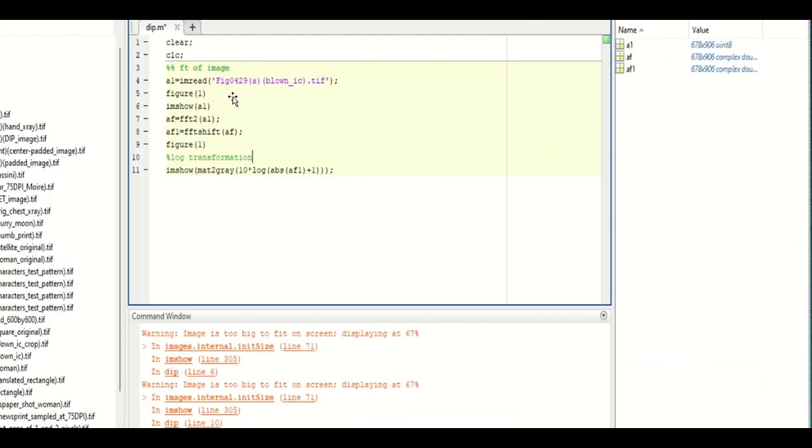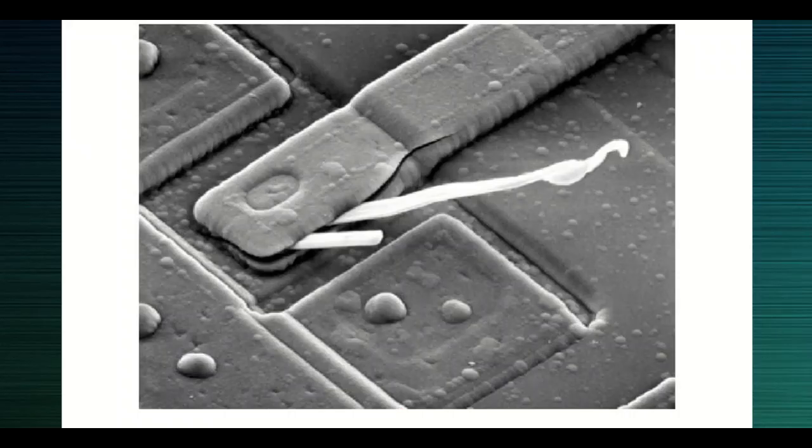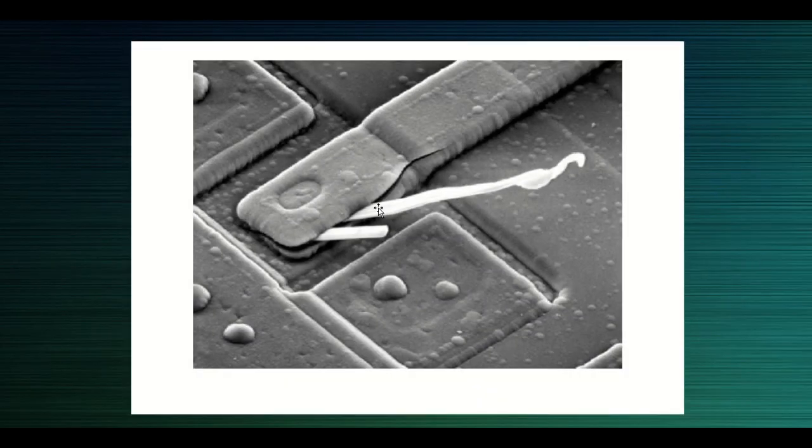Here similarly we stored the image in a variable, and we have applied the fft2 function to it, and we have shifted the transform with fftshift, and while displaying it we have applied the log transformation to it. This is the input image to which we are applying the Fourier transform, and this is the transform of the input image.